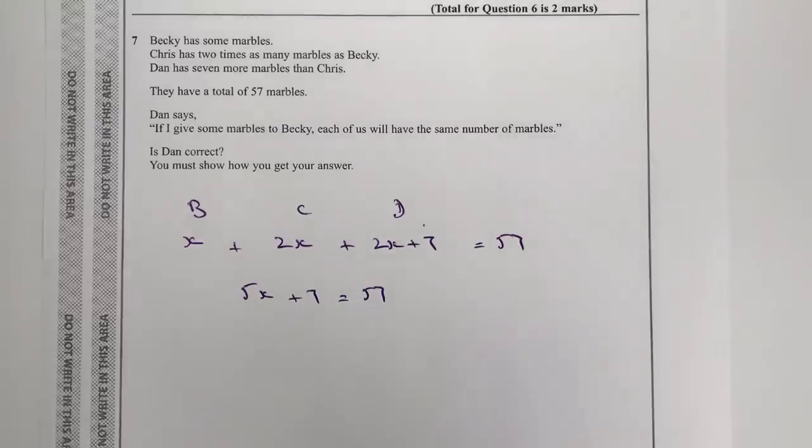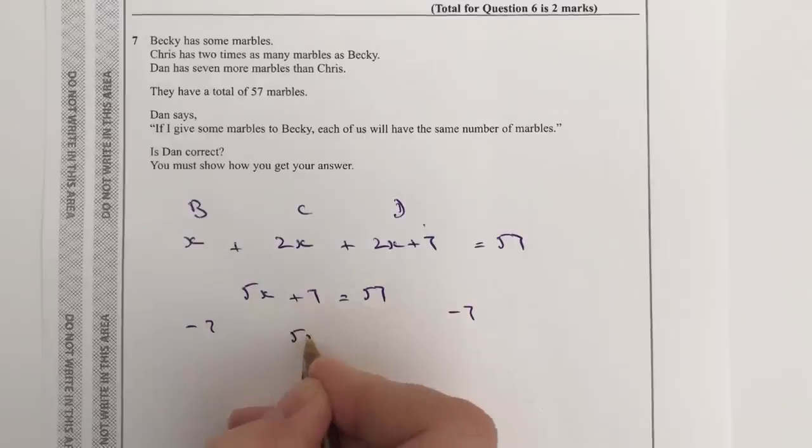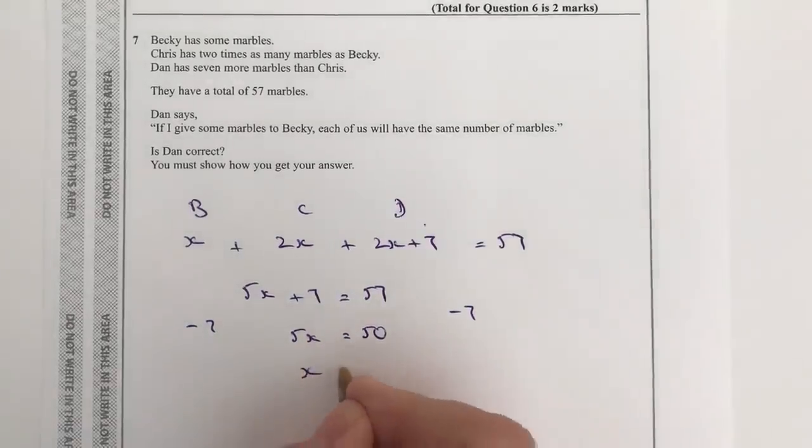And then really it's just a case of solving it as you would any other linear equation. So I'm going to take 7 away from both sides. If I minus 7 from this side, minus 7 from that side, I get 5x equals 50. And then I'm going to divide through by 5. And if I do that, it means that x equals 10.